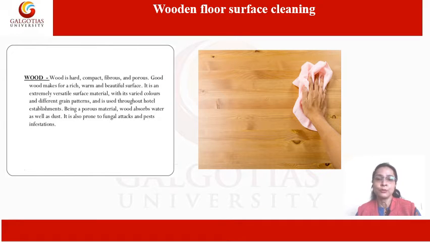So here we go with the wooden floor surface cleaning that you can see here. We first need to understand the meaning of wood. Wood is hard, compact, fibrous and porous. Good woods make for a rich, warm and beautiful surface. It is an extremely versatile surface material with its varied colors and different grain patterns and is used throughout the hotel establishment. Being a porous material, wood absorbs water as well as dust. It is also prone to fungal attacks and pest infestation.